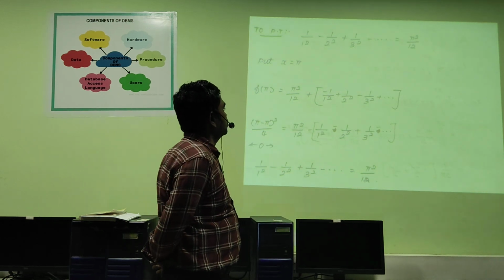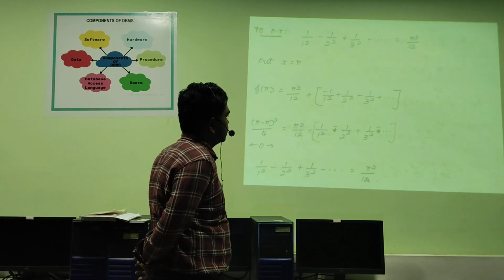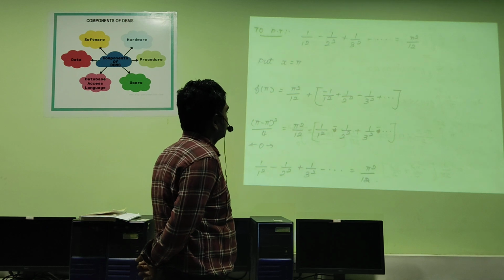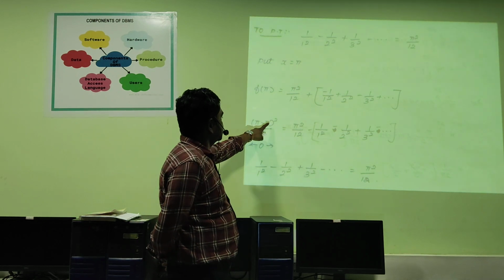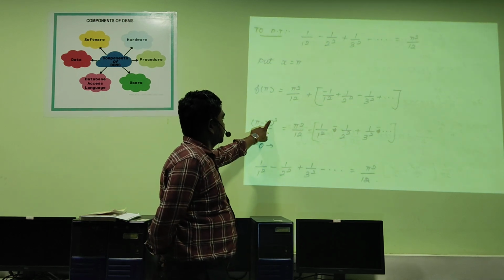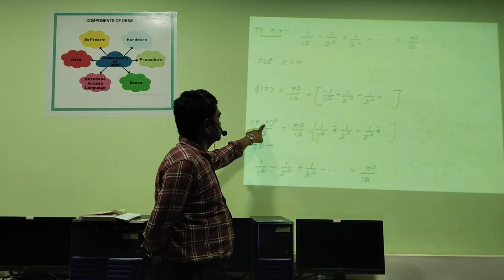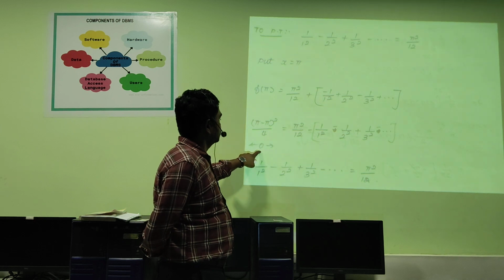Therefore minus of 1 by 1 square minus 1 by 2 square plus 1 by 3 square minus etc. So f of pi, we can use the value (pi minus x) whole square by 4. x is pi, therefore (pi minus pi) whole square by 4.